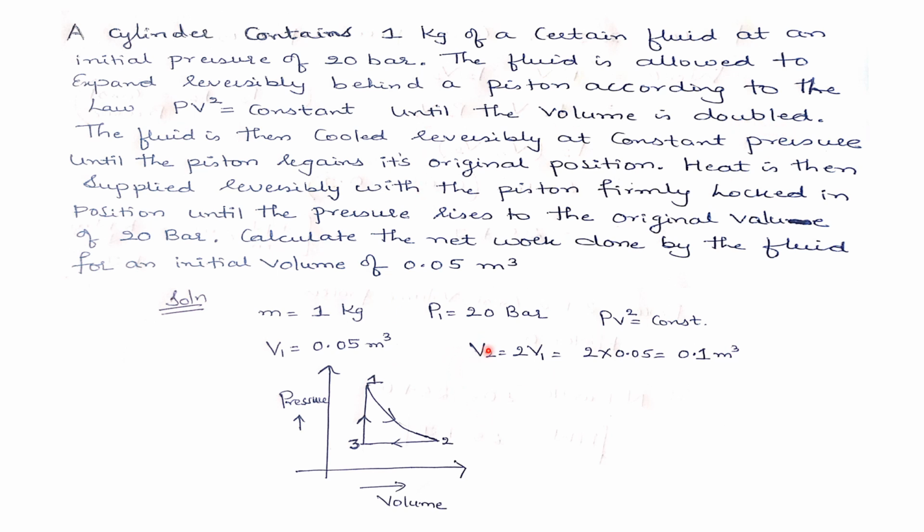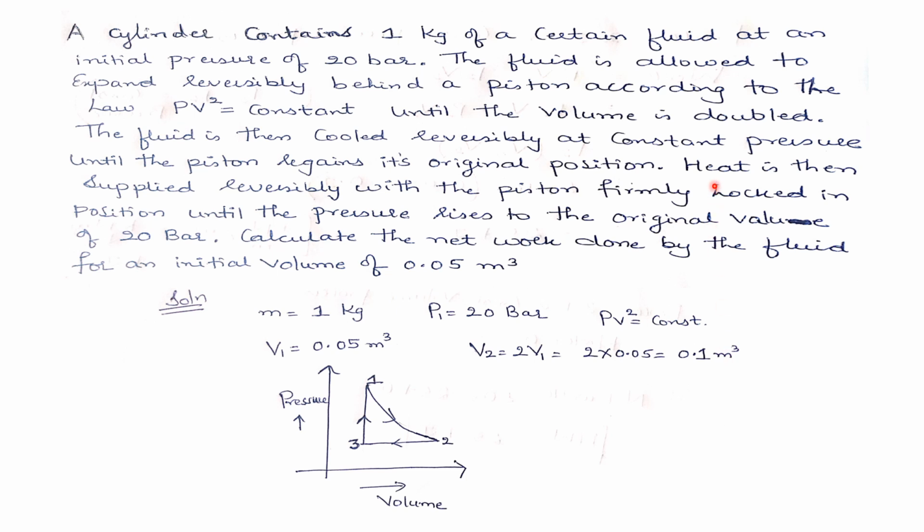That means V2 is equal to 2V1, because the volume is doubled. So in the condition given in the problem, the volume at state 2 I will write as 2V1. The initial volume is 0.05 meter cube, and the fluid is allowed to expand until its volume gets doubled. That means V2 is equal to 2V1, 2 into 0.05, it will be 0.1 meter cube.